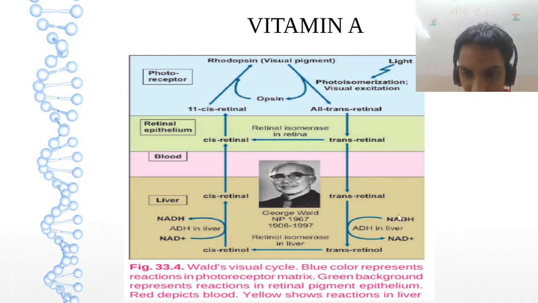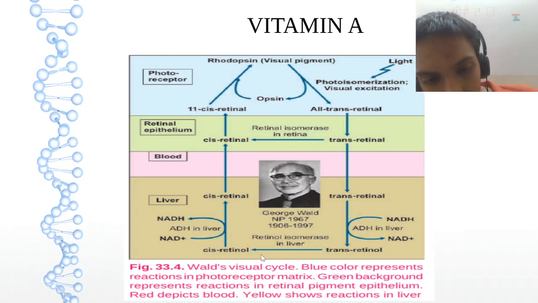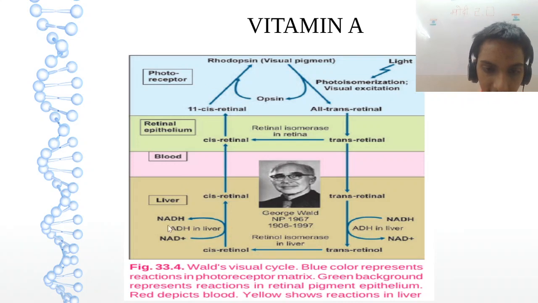Okay, so trans retinal converts to retinol through the dehydrogenase enzyme. Which dehydrogenase? Alcohol. Okay, please don't think ADH is vasopressin here. Here it is alcohol dehydrogenase. And trans retinol, trans is converted into cis in the liver by the enzyme retinol isomerase. Then cis retinol to retinal again by dehydrogenase, bypasses the blood to enter the epithelium.